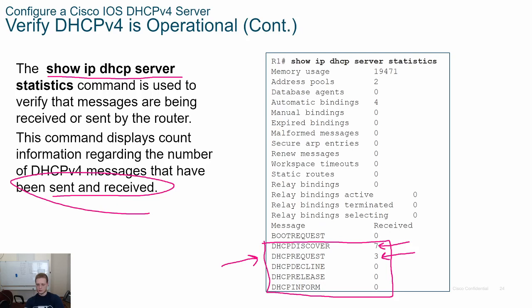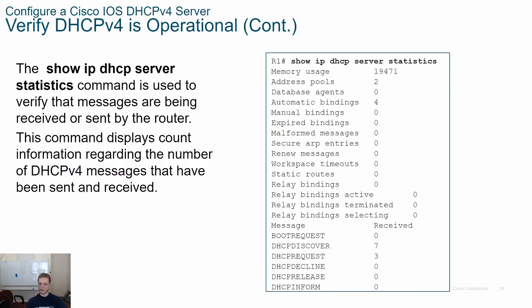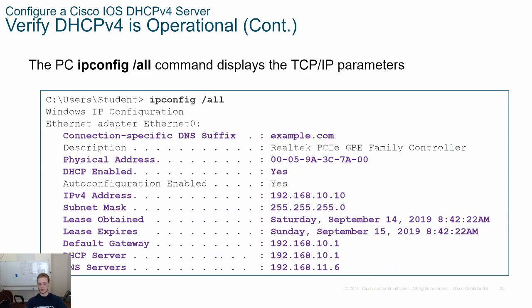But you can see 7 discover messages were received, only 3 requests were actually received. Now, if you see no requests received, or your discovers are way higher than your requests, then maybe your offers aren't getting back to the client for some reason. And I've had that situation happen in the past with some security protocols that were blocking some of my DHCP messages.